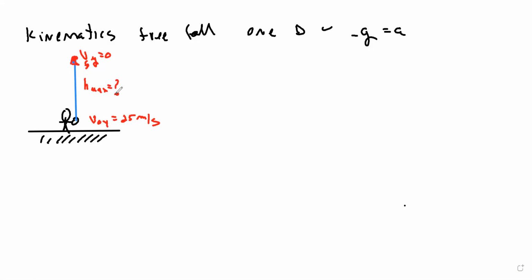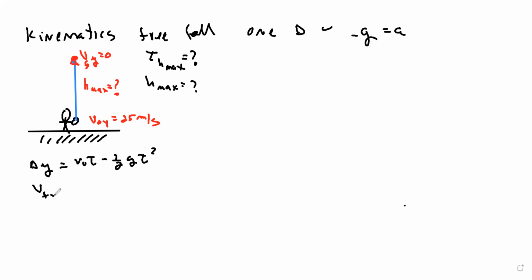And we can also calculate the time to reach the maximum height. We can calculate that, and we can calculate the maximum height. And we can use these equations. Delta Y is equal to V0 t minus 1/2 g t squared. And the final velocity in the Y direction is going to be equal to the initial velocity in the Y direction minus g t. So we could use this equation because the final velocity is going to be 0 over here.